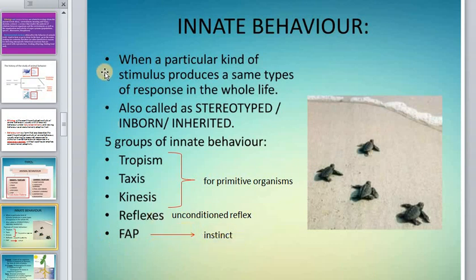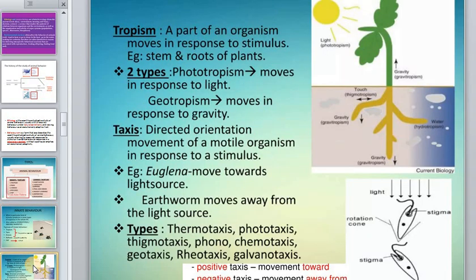So when a particular kind of stimulus produces the same types of response in the whole life, we also call it stereotyped or inborn or inherited behavior. All these words are synonyms. And here we see the description of what is tropism, what is taxis, and all types.